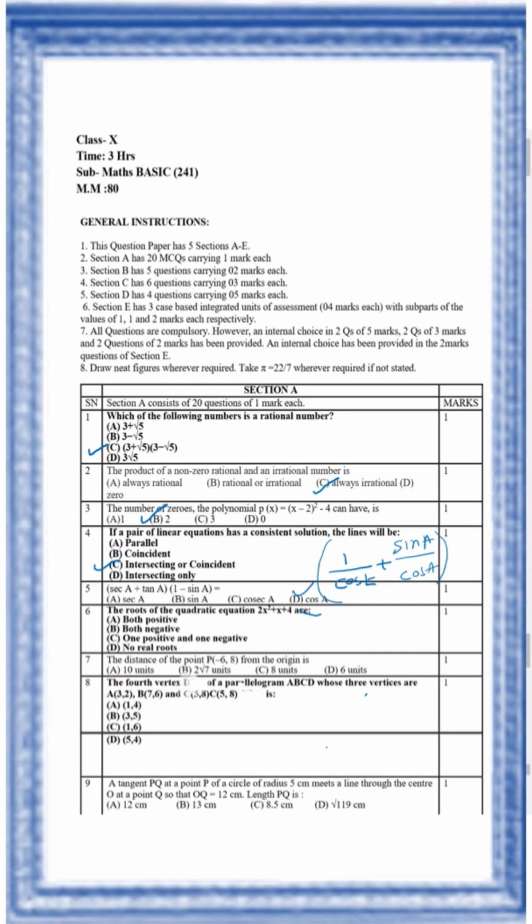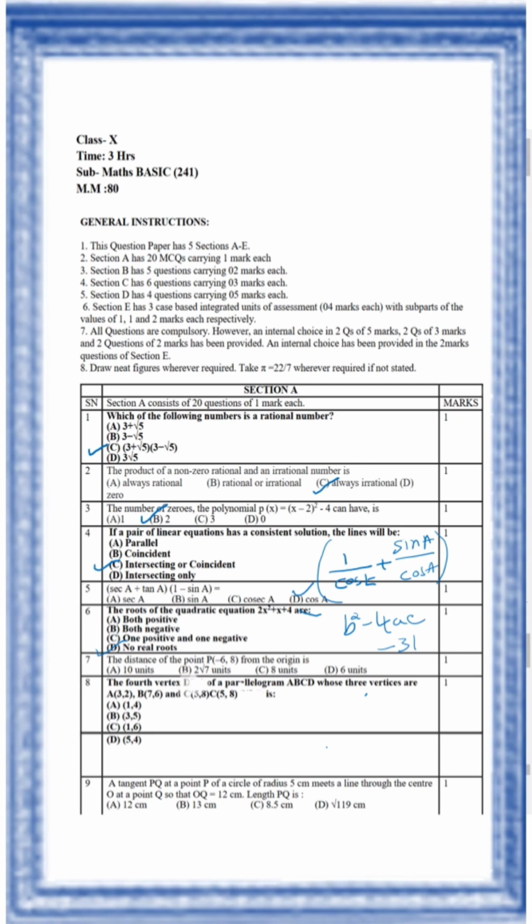The roots of the quadratic equation 2x square plus x plus 4 are: option A both positive, option B both negative, option C 1 positive and 1 negative, option D no real roots. The nature of the roots of the quadratic equation depends upon b square minus 4ac. Here b square is 1, minus 4 into 2, 8, 8 into 4, 32, 1 minus 32, that is equal to negative 31. So it has no real root.